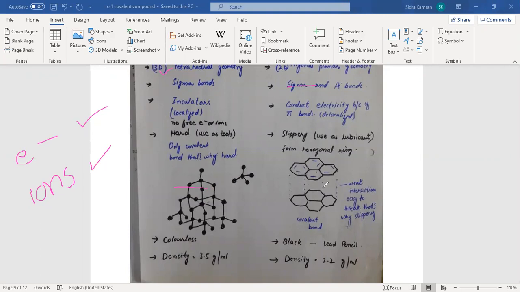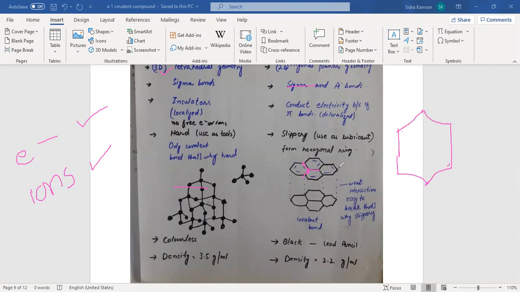Here you can see the structure of graphite. In graphite, one carbon atom is attached to three other carbon atoms. In this way, they make hexagons. All the hexagons are attached with each other. A six-carbon cyclic structure is basically a hexagonal structure.